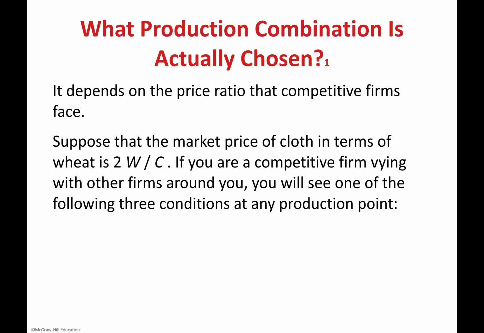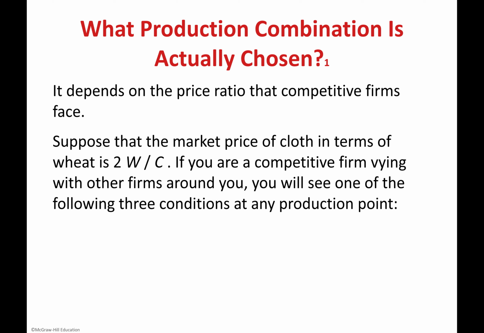So here we can see that the production combination will depend as well on the price ratio that competitive firms face. So this is prices in terms of the trading ratio, if you like. We're not dealing in prices actually, we're just dealing with the rate at which one good exchanges for the other good, the barter rate, if you like. So suppose that the market price of cloth in terms of wheat is 2W per C, in other words 2 units of wheat for each unit of cloth.